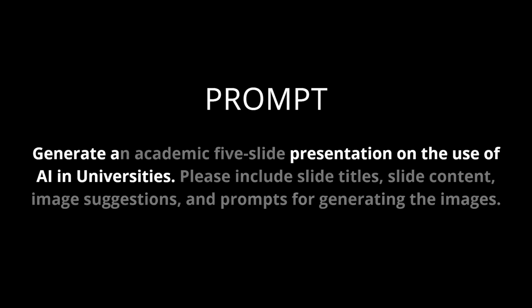And then I'll add just a tiny bit. I want to generate specifically an academic 5-slide presentation on the use of AI in universities because it's for an academic context. So I want it to be academic. Some other things I want the AI to give me are slide titles, slide content, image suggestions, and prompts for generating those images, because those are some of the components of a presentation that I will be using.